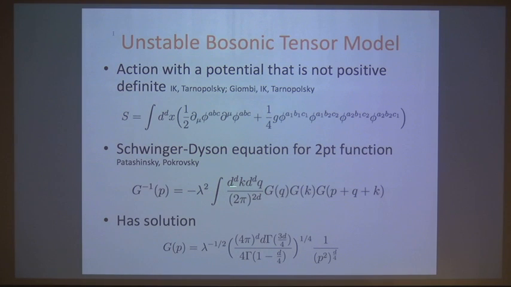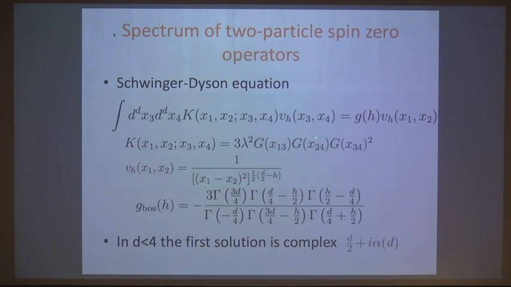Now, we derived the Schwinger-Dyson equations. They were actually even seen in some much older papers for this type of theory. And then when you look at the spectrum of bilinear operators, like phi box phi or phi squared or phi box to the n phi, it's again given by a simple condition, g of h equal to 1. And here you find a surprise that the very first solution is actually complex, and it's always of the form d over 2 plus i something. So what do you make of this?